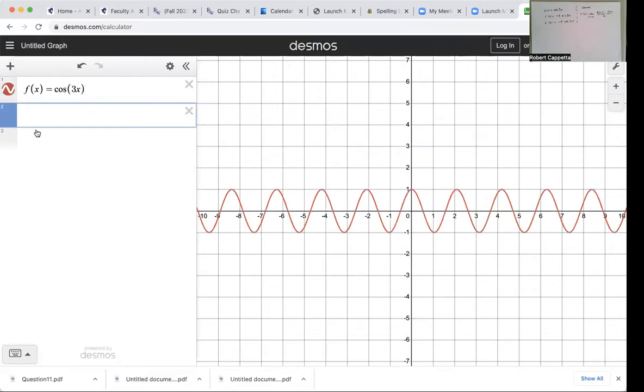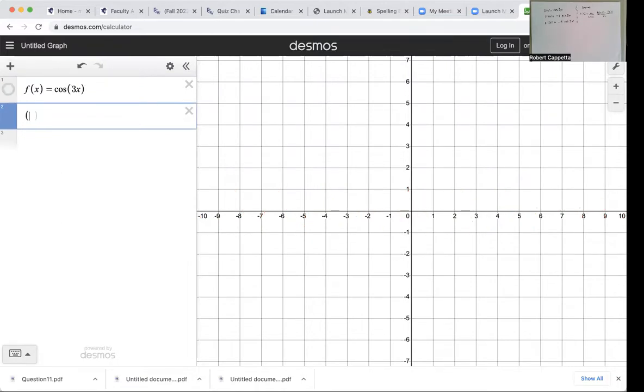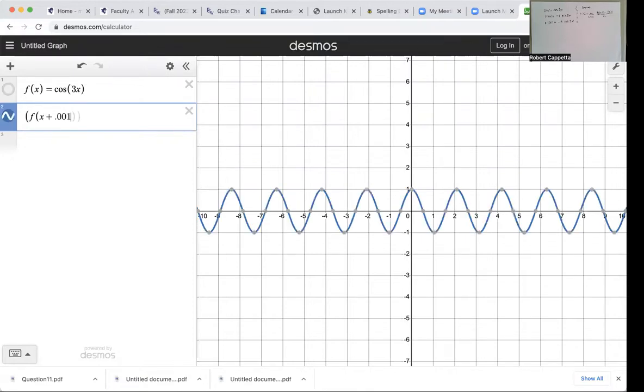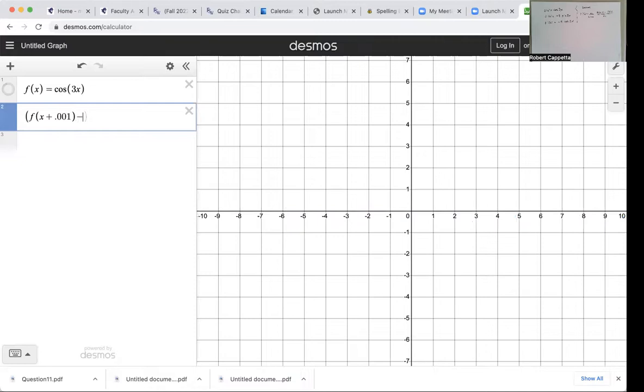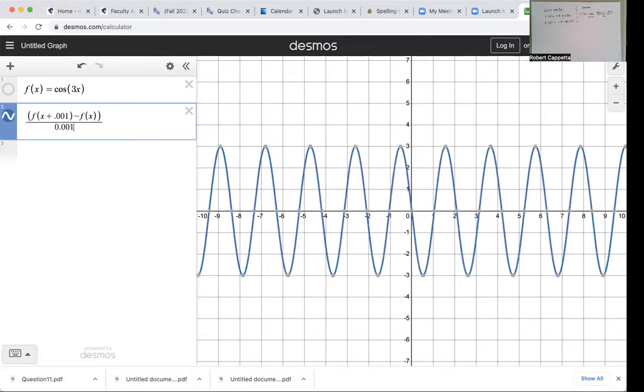And now I want to graph its derivative, so I'm going to turn this off for a minute, and its derivative will be approximately f of x plus a small number, our h, 0.001, minus f of x divided by 0.001. This should be our approximation for the derivative. So that was my original function in red. Its derivative is now in blue. Let me turn that off.